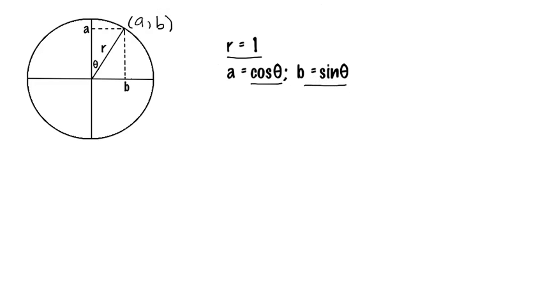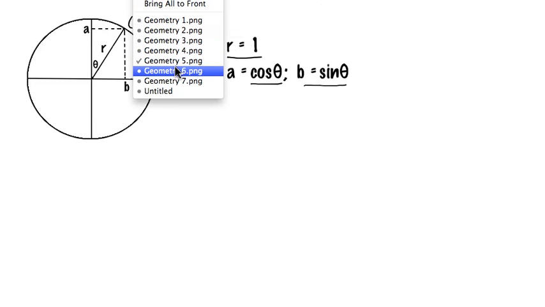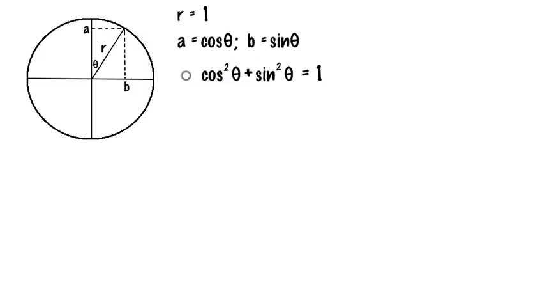And now that leads us to something else that's going to be particularly important. A squared plus B squared must be R squared. That's Pythagoras' theorem. But R is 1. And so A squared plus B squared, in other words, the cosine of theta squared plus the sine of theta squared, must be 1. And that goes for any point along here.